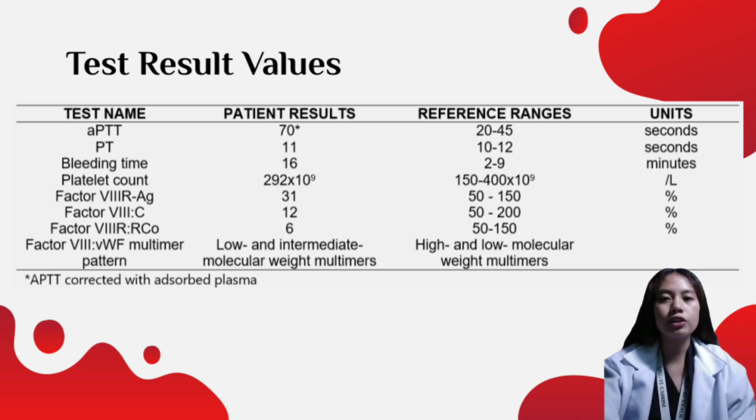The reduced factor VIII ristocetin cofactor activity value, 6%, is below the normal range and indicates a significant deficiency or dysfunction of factor VIII, impairing the ability to form blood clots. The presence of a low and intermediate molecular weight multimer pattern instead of the normal high and low molecular weight multimers in the factor VIII von Willebrand multimer pattern suggests an abnormal distribution of von Willebrand factor multimers. Overall, these findings suggest a substantial impairment in blood clotting function, highlighting the potential presence of von Willebrand disease or hemophilia A.